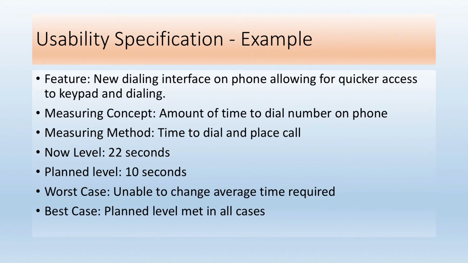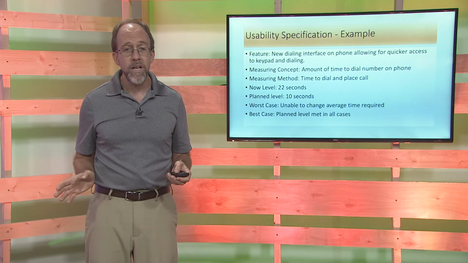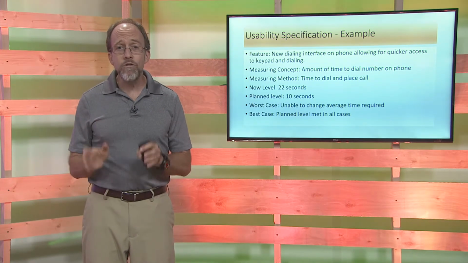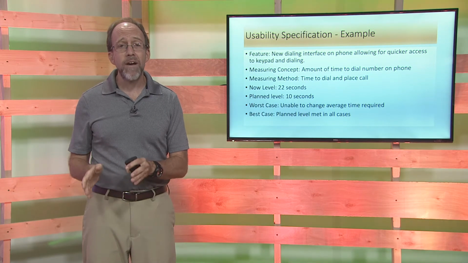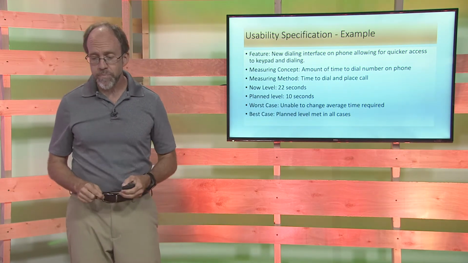And I've got a worst case scenario. My worst case scenario is that it doesn't work, it doesn't save me any time, in which case I just go back to where my current state is. And my best case scenario is that I actually am able to exceed my targets, or I can meet the planned targets in every specific situation. That is a usability specification. I have something that I'm measuring, a way to measure it, and I've got targets.